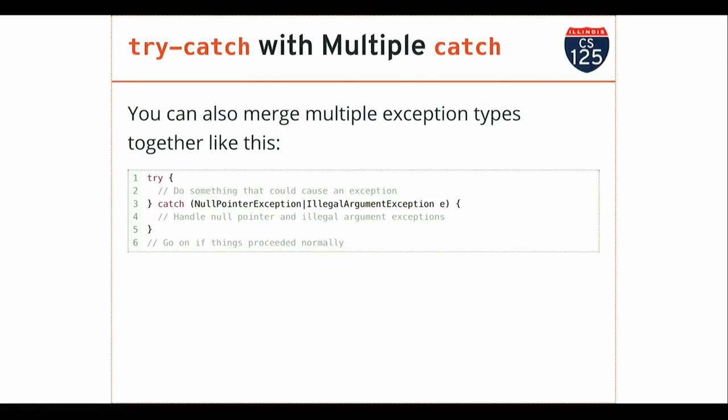So I can also catch multiple different kinds of exceptions in the same catch block. Now we're getting into the weeds here, but if I stick them in between this single pipe, this catch block now catches either null pointer exceptions or illegal argument exceptions. These are two different types of exceptions.